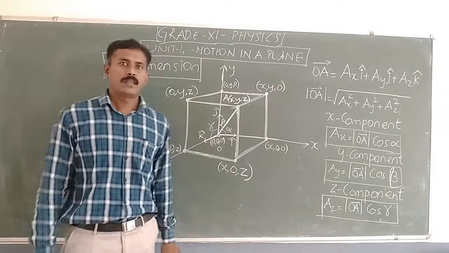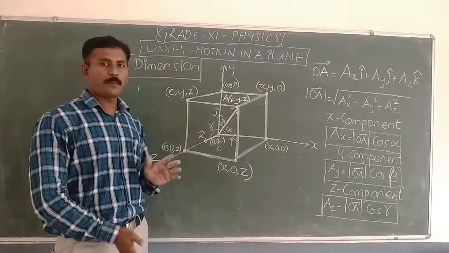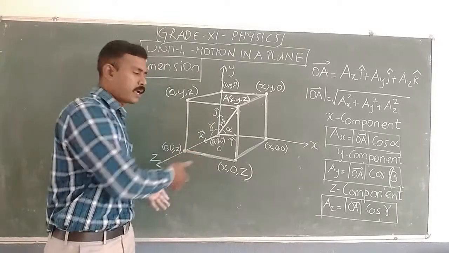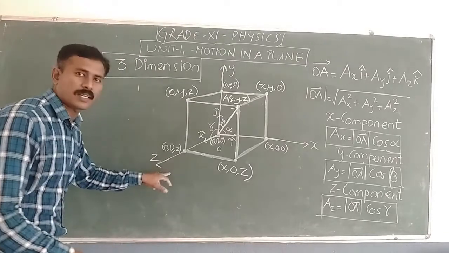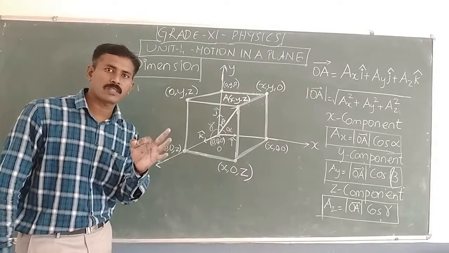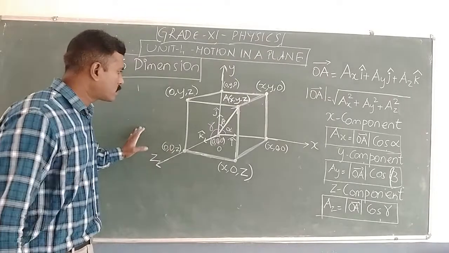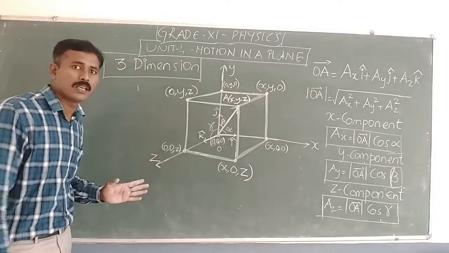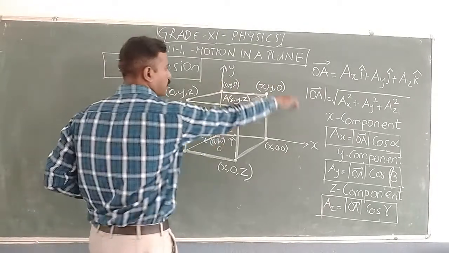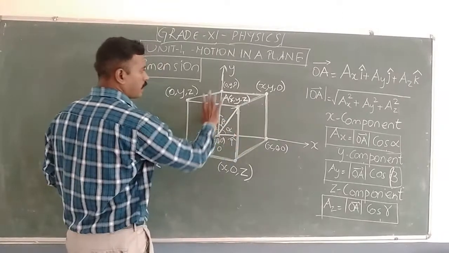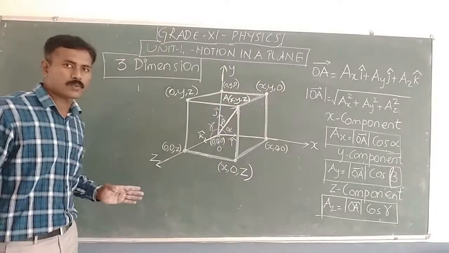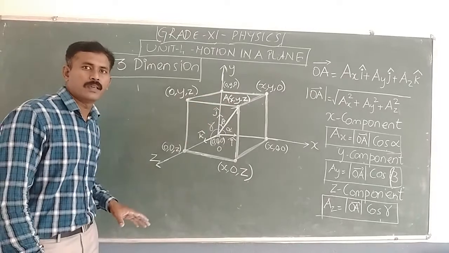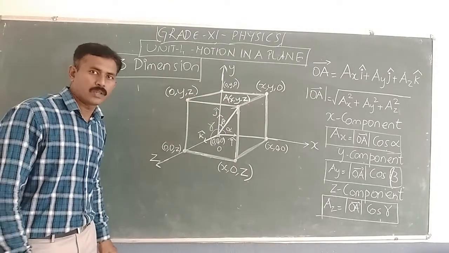Now students, let us discuss three-dimension. Previously I discussed two-dimension, where only two axes are there. Here I introduced another axis, that is the Z axis, the third dimension. So I have the x axis, y axis, and then another axis which is perpendicular to the xy plane. This is the xy plane. That perpendicular is the z axis. You can consider this as a cube. The shape itself represents a cube.